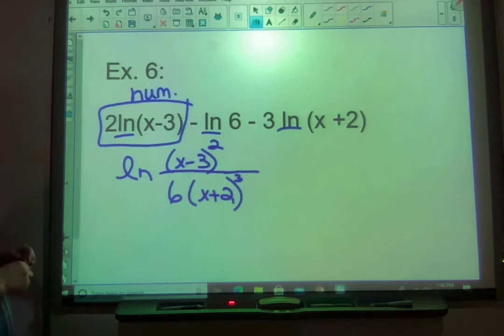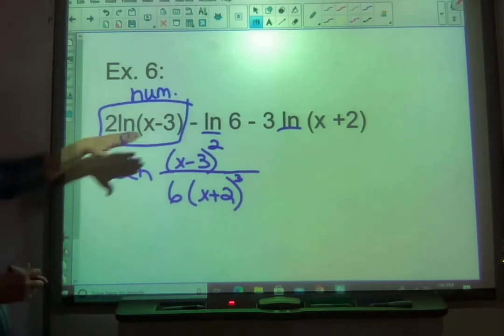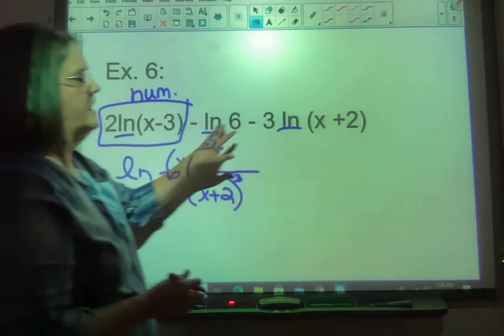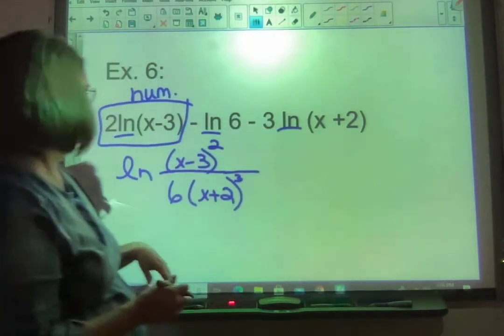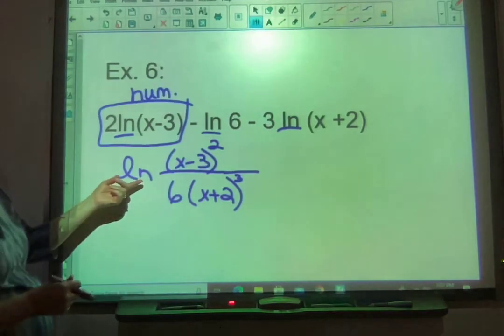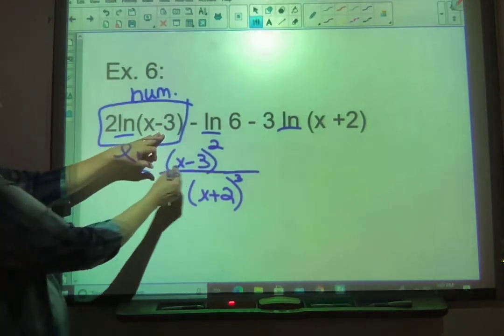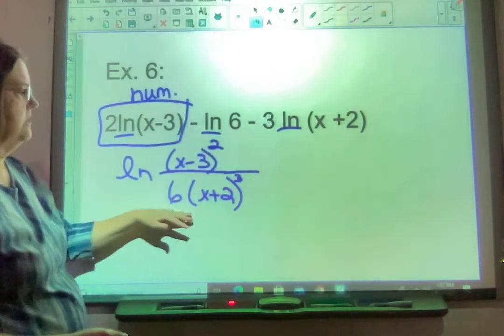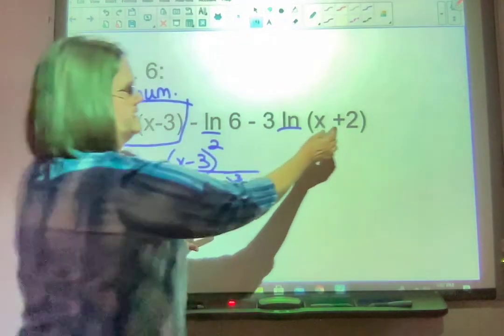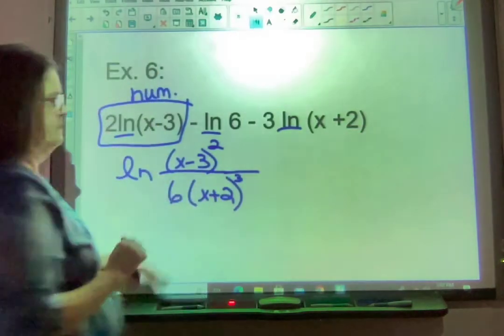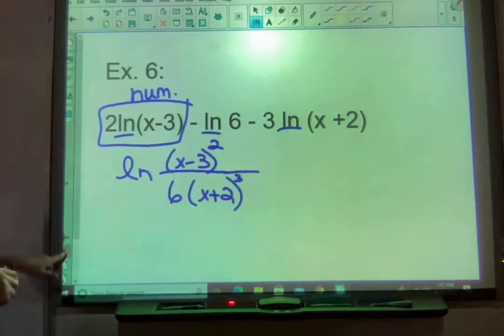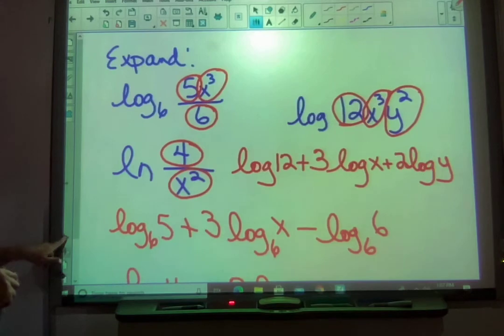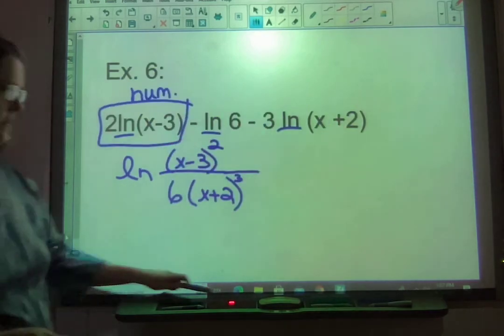All right, again, let's do this one. And again, remember, if it's positive, it's in the numerator. If it's negative, it's in the denominator. So this is positive. These two are negative. They're in the denominator, so I'm writing natural log, and then I've got x minus 3, which is my term, raised to the second power. And then these go down here. So 6, and then x plus 2 raised to the third power. I know it's a lot to take in, but there we are. Thank you.